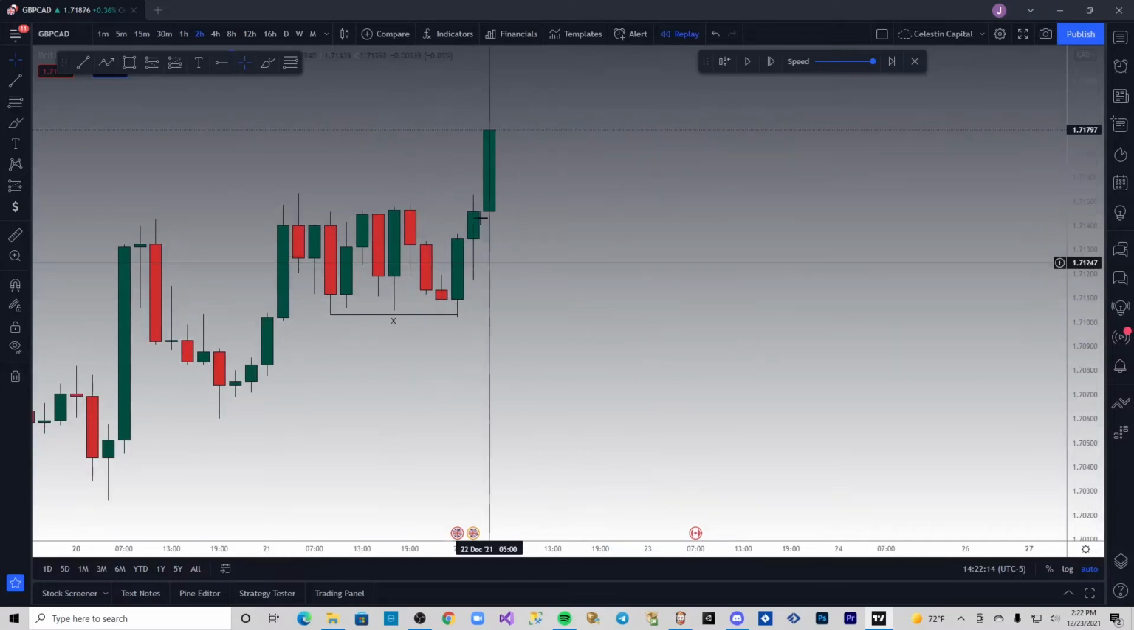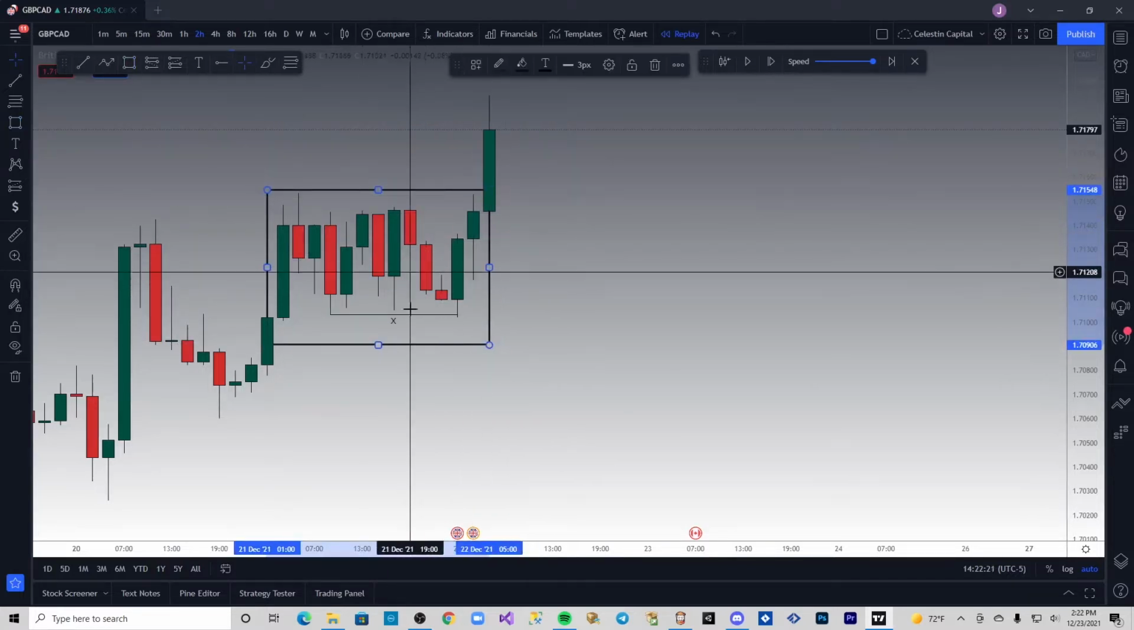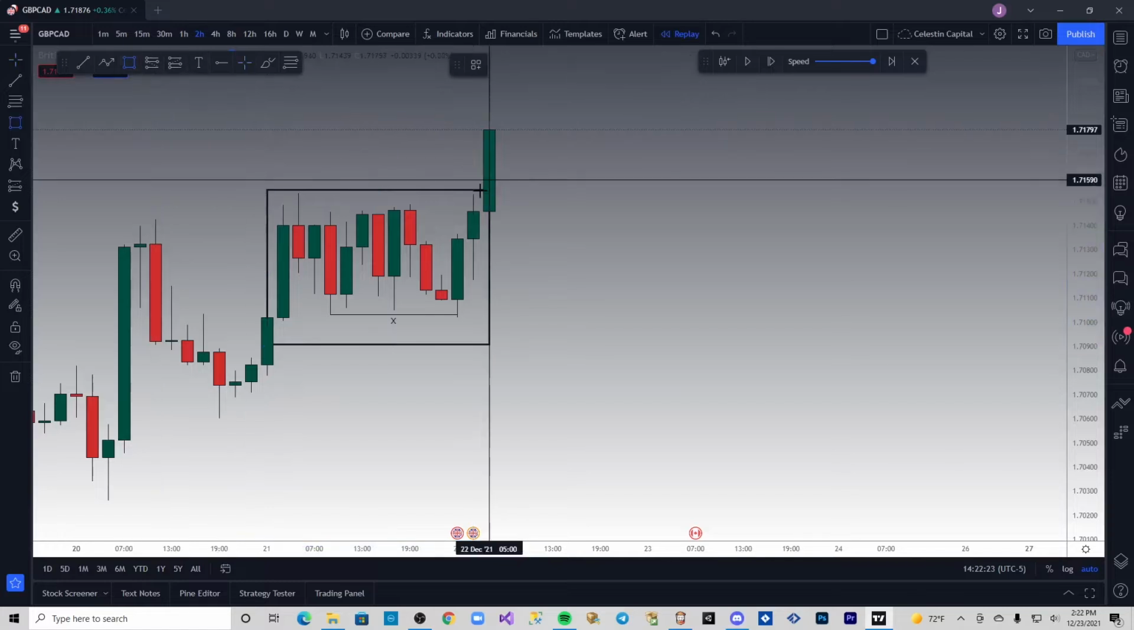So what did I target? I saw this POI right here. So we have this reaccumulation schematic right here. And then I saw this nice POI right here that I expected price to come back and mitigate.